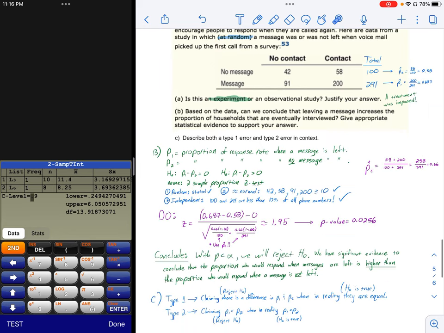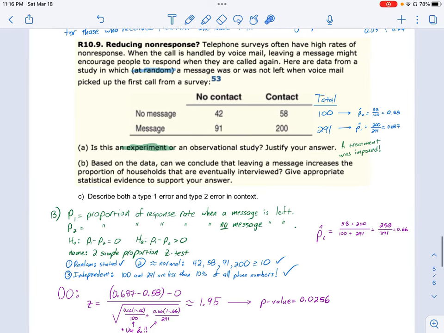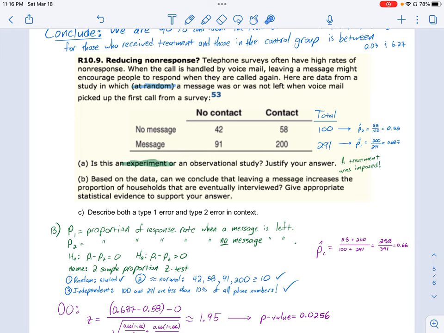All right, last question. Let's land this airplane. Holy smoke, sorry. Longer than I thought here. Is this an experiment or observational study? It's an experiment because they imposed a treatment. They called people and they either left a message or they didn't leave a message on their phone. And then they waited.